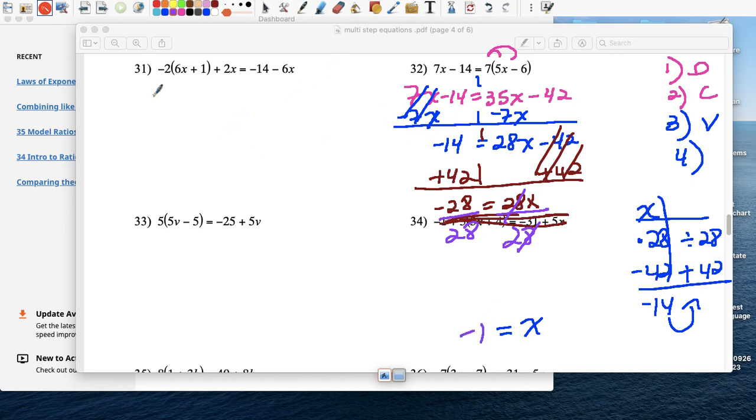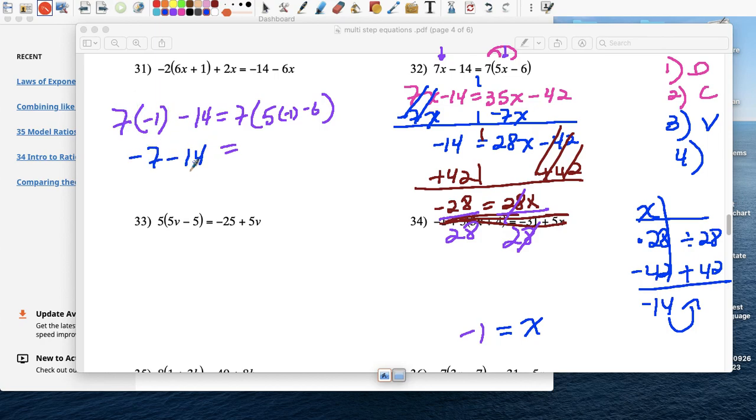Let's copy the original equation. So everywhere I see the x, right here and right here, I'm going to replace it with negative 1. So 7 times negative 1 minus 14 equals 7 times 5 times negative 1 minus 6. So the left side has to equal the right side. On the left side, 7 times negative 1 is negative 7, and then I'm going to subtract 14. And those two will equal negative 28. Hopefully the right side is going to be the same. Please.